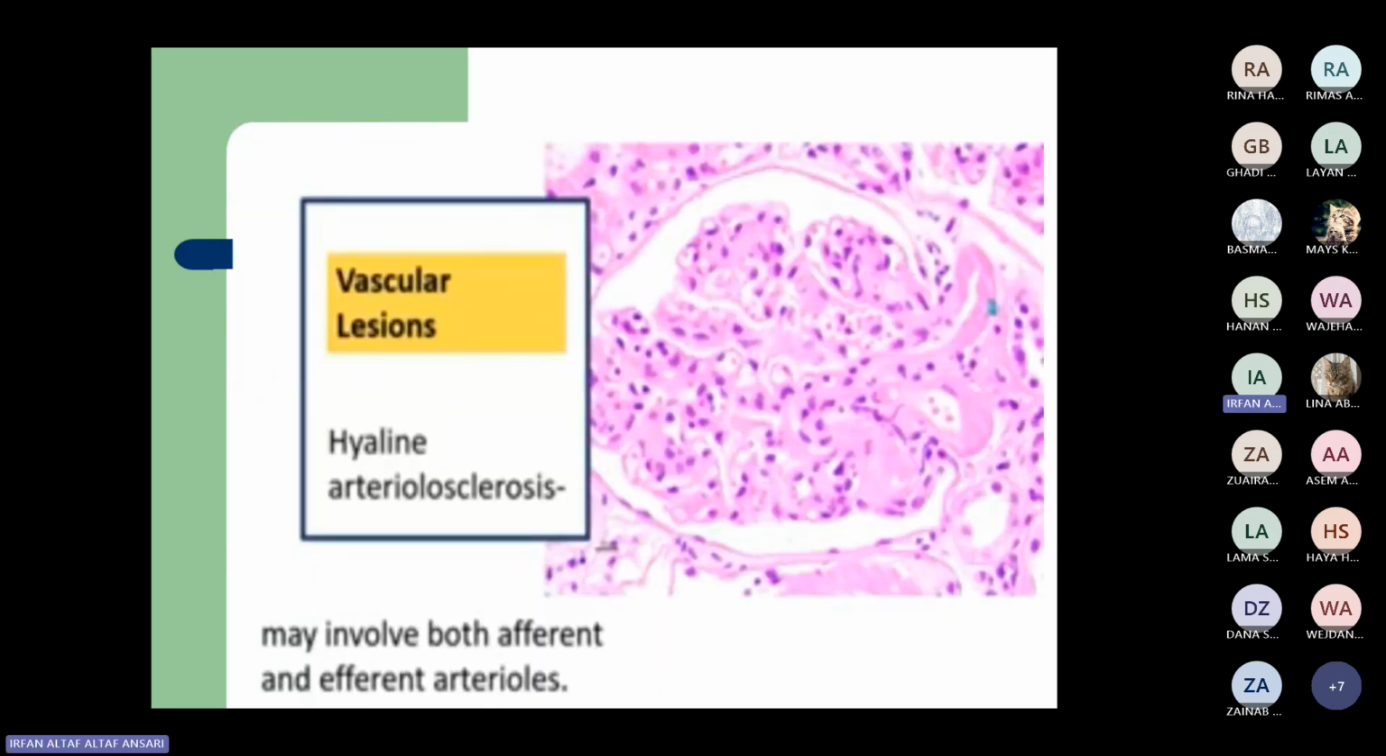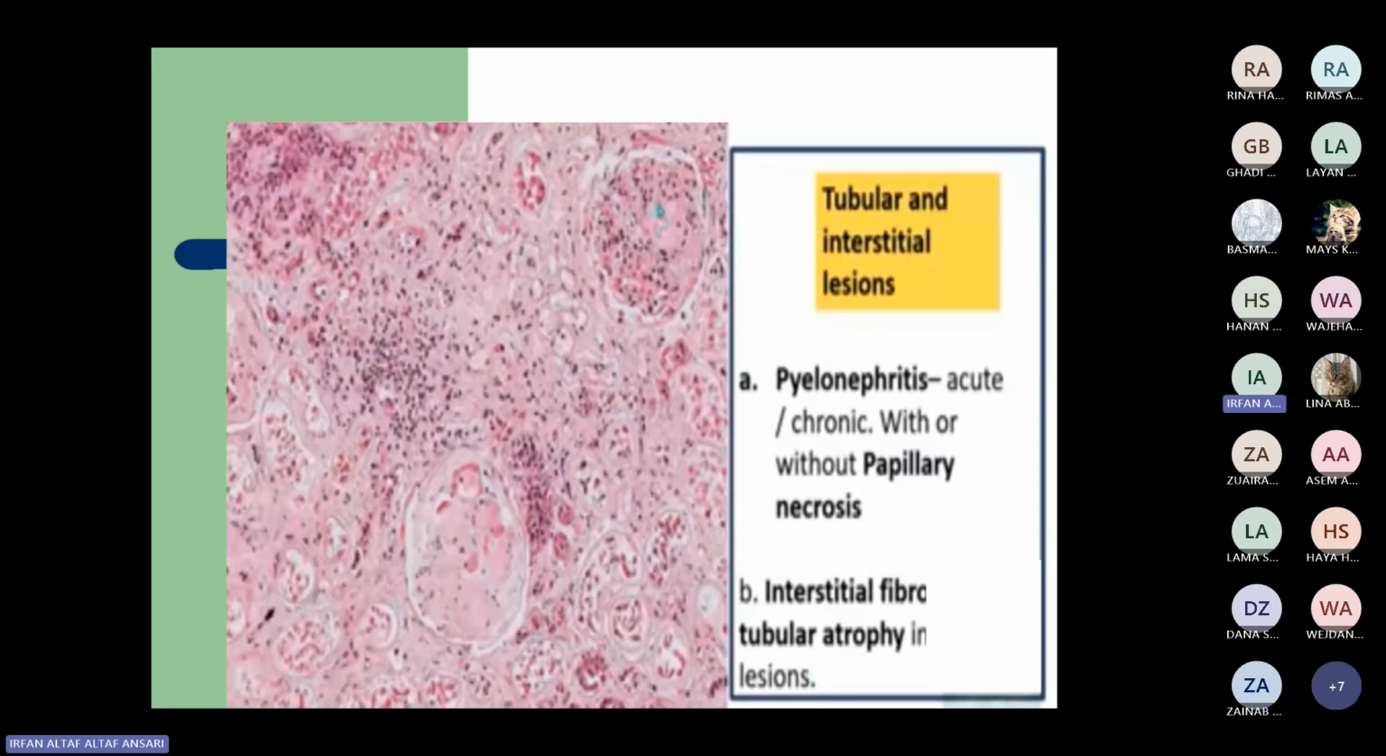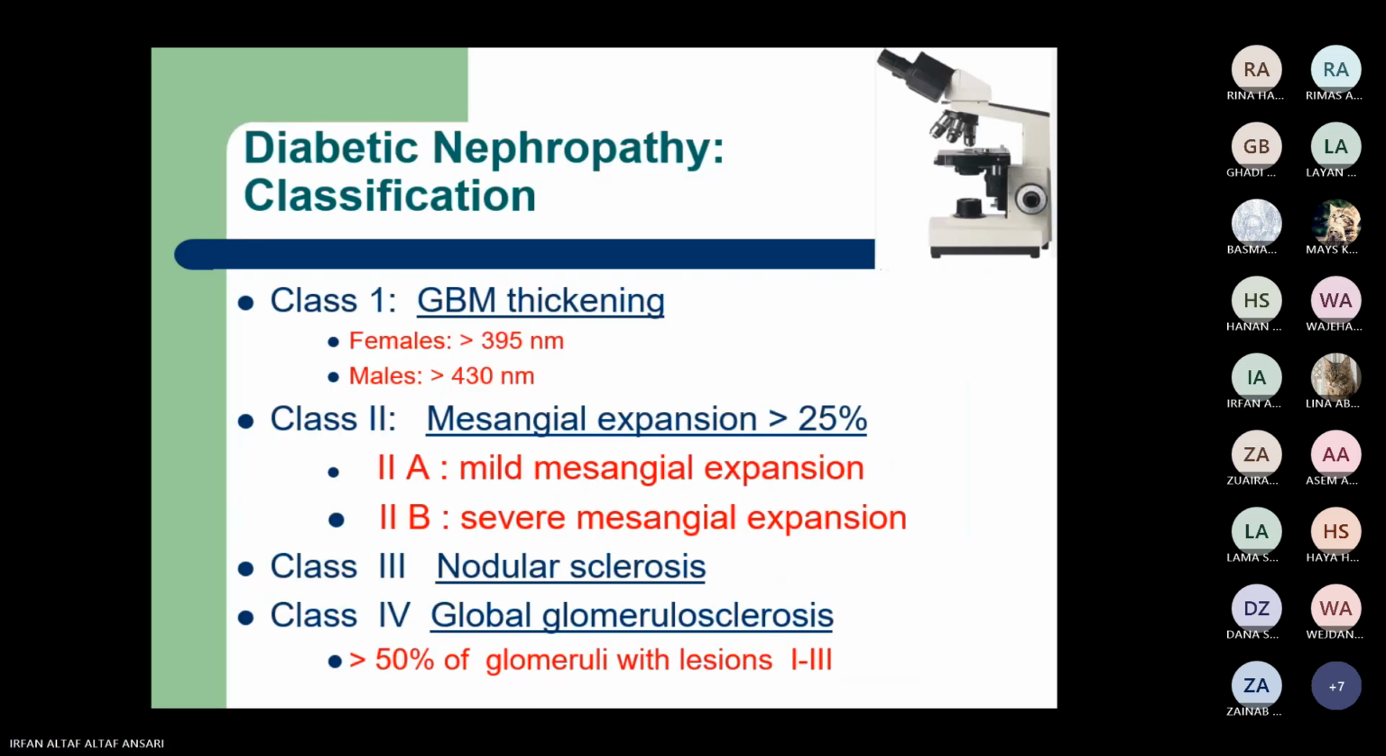In the vessels, you might see hyaline arteriolosclerosis. It can affect both the afferent and the efferent arterioles. You may see tubular pyelonephritis, interstitial fibrosis, and tubular atrophy. So now we go to the classification of diabetic nephropathy.